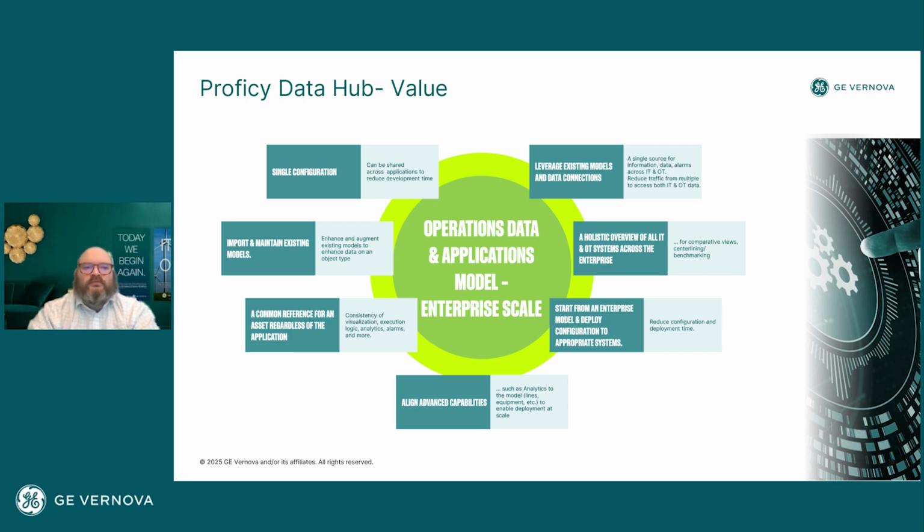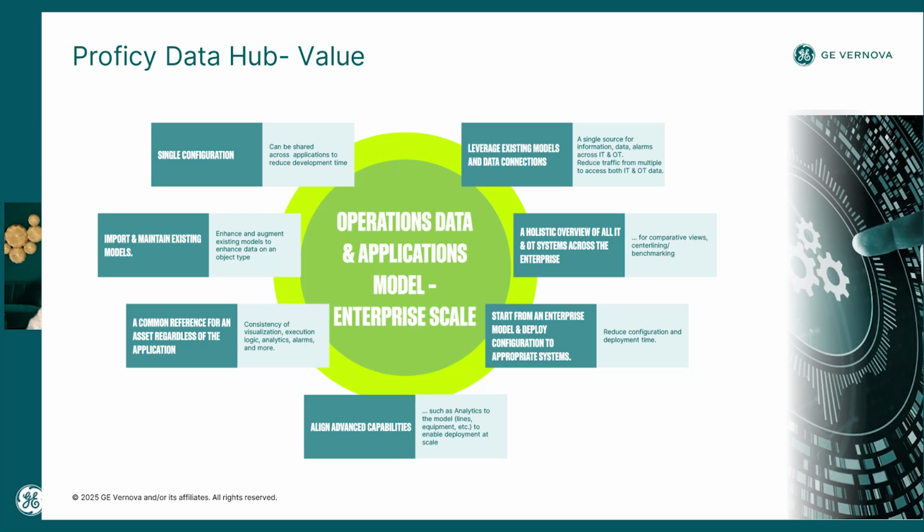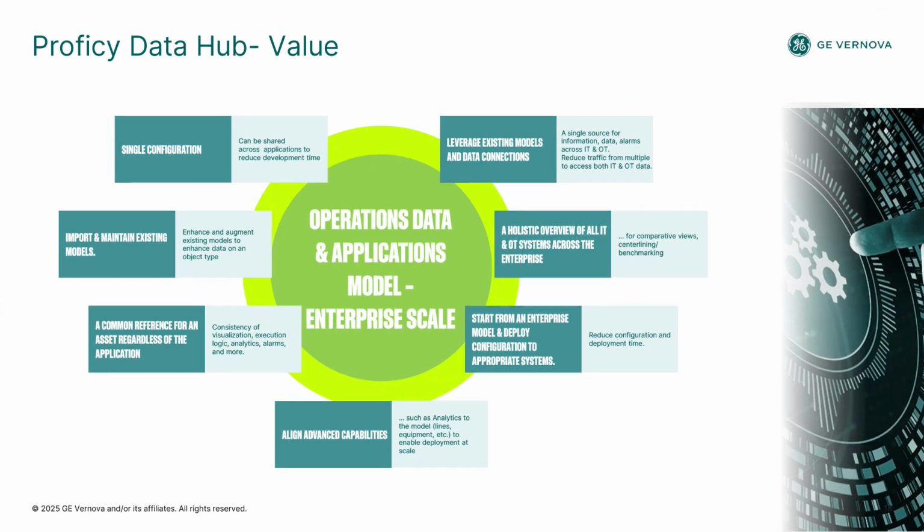Single configuration, like we talked about. Model A, Model B, Model C. Apply it where you need to. Never have to create them individually again. You can create a bank of models or a single model across your organization and apply it where it needs to go, right? Can be shared across multiple applications to reduce development time. That's the key here. Faster time to value.